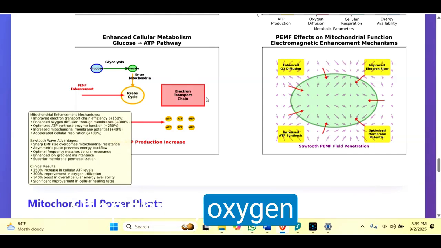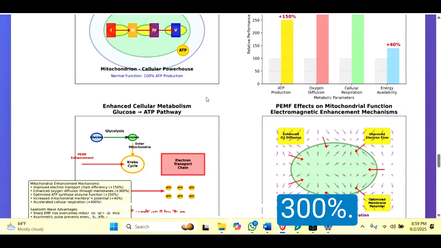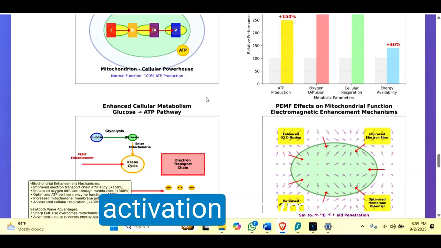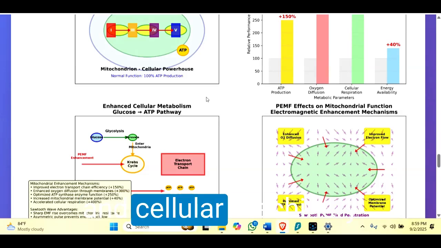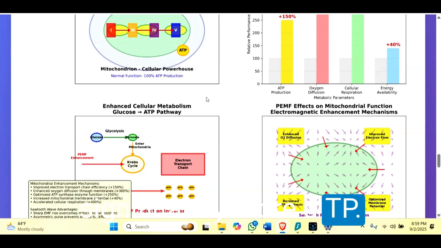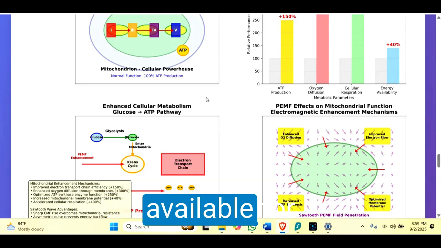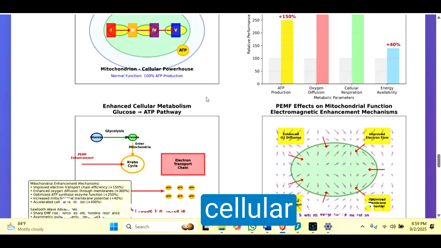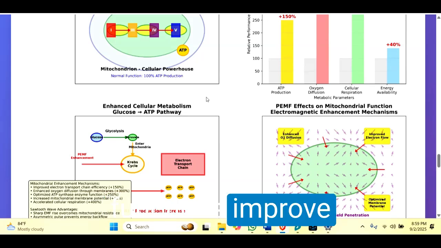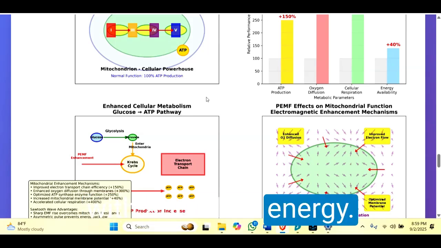Step three, oxygen boost. Cellular oxygen utilization increases up to 300%. Step four, metabolic activation. Enzymes and cellular machinery become more active. Step five, ATP surge. Mitochondria produce significantly more ATP. Step six, energy availability. More ATP becomes available for cellular functions. Step seven, cellular health. Overall cellular functions improve, leading to better health. So the end result is your cells go from struggling to survive to thriving with abundant energy.